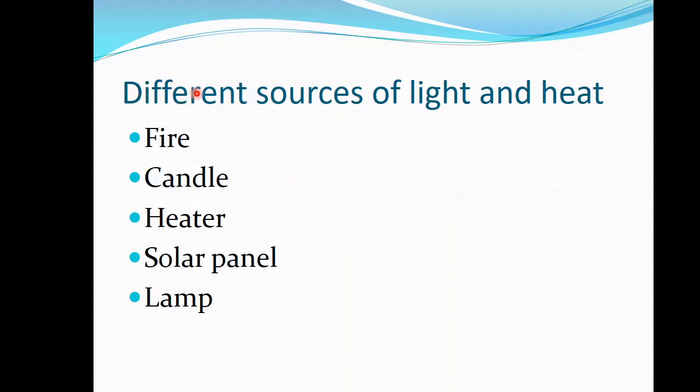Now, the different sources of light and heat. Heat and light can be obtained from fire, from a candle, from heaters, from solar panels, and from lamps. So it can be obtained from fire, candle, heaters, and other sources of heat that are not named here. I just listed a few.